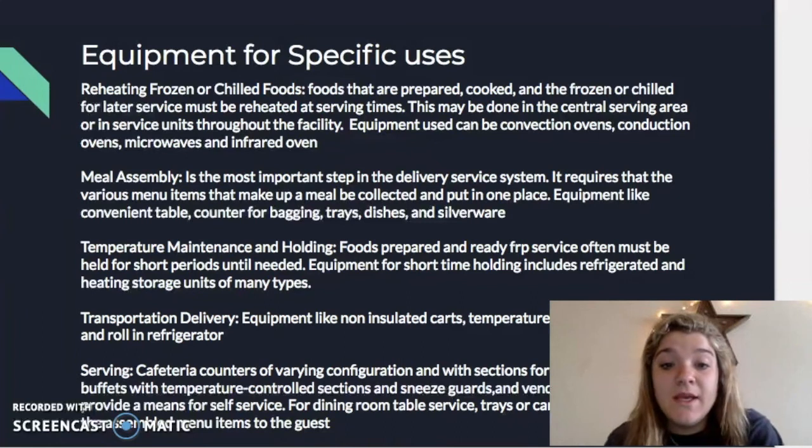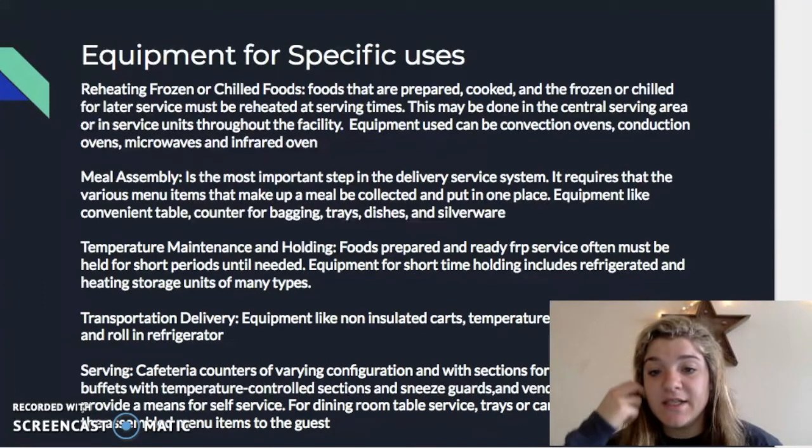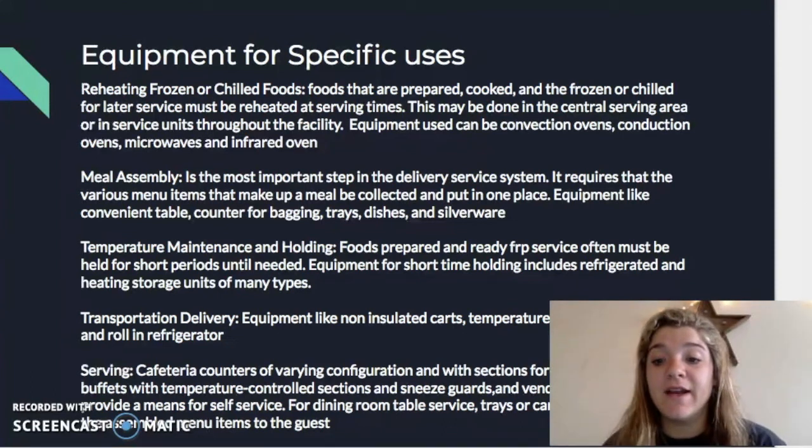Meal assembly. This is pretty much the most important part in the delivery service system. It requires that the various menu items that make up the meal be collected and put in one place for easy handling and finding the items that you need. Equipment used can be tables, counters for bagging, trays, dishes, silverware.